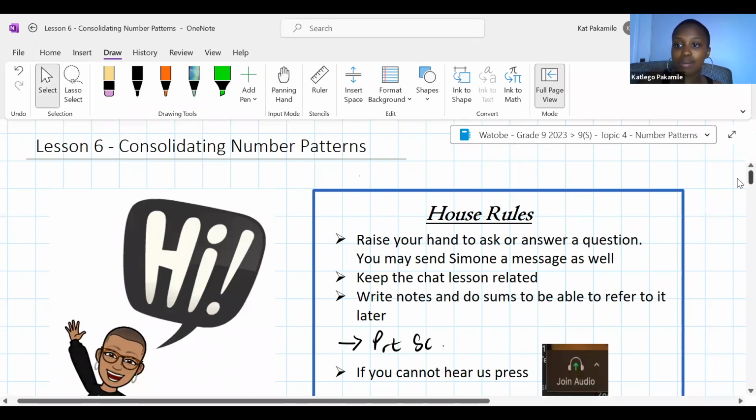So today we're still doing number patterns. It's the last lesson of number patterns. We will be consolidating and finishing off.